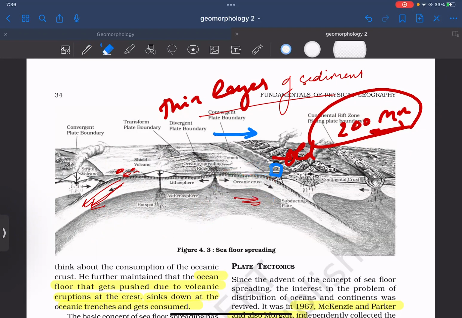And it has shallow earthquakes because movement of crust is taking place at the surface only. So earthquake foci are created near the surface only. So that's why it has shallow earthquakes.